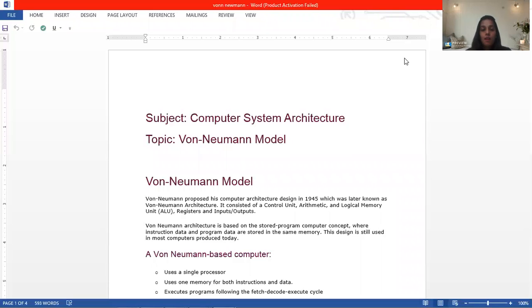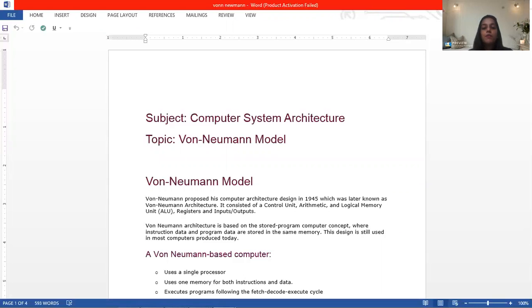So, let's start. Von Neumann proposed his computer architecture design in 1945, which was later known as Von Neumann architecture. It consists of control unit, arithmetic and logic unit (ALU), registers, memory, and input/output. The architecture is based on the stored program computer concept, where instruction data and program data are stored in the same memory. This design is still used in most computers produced today.